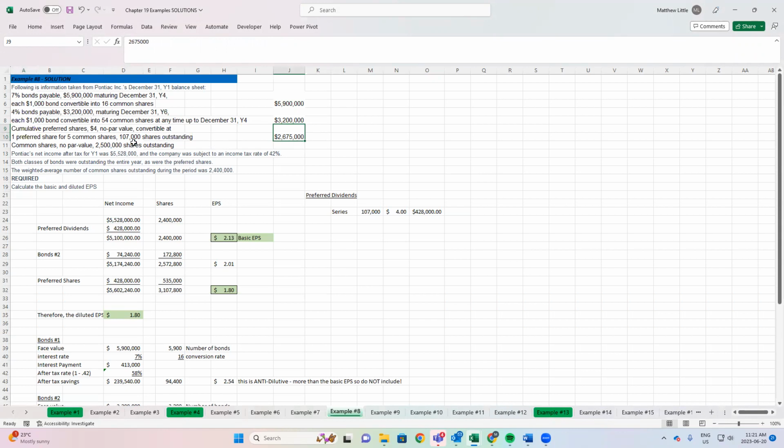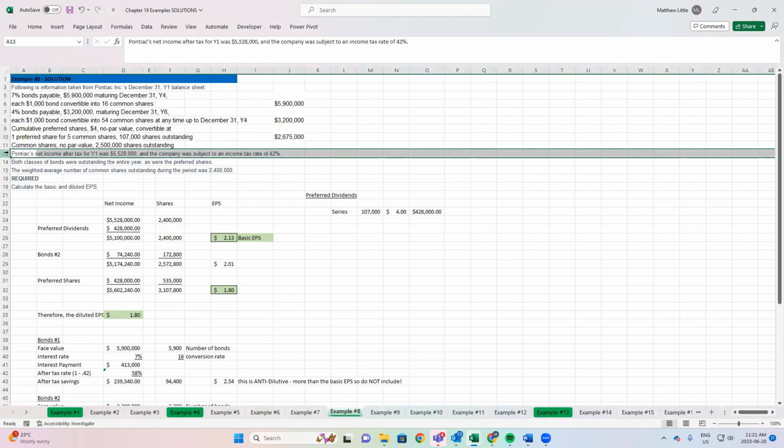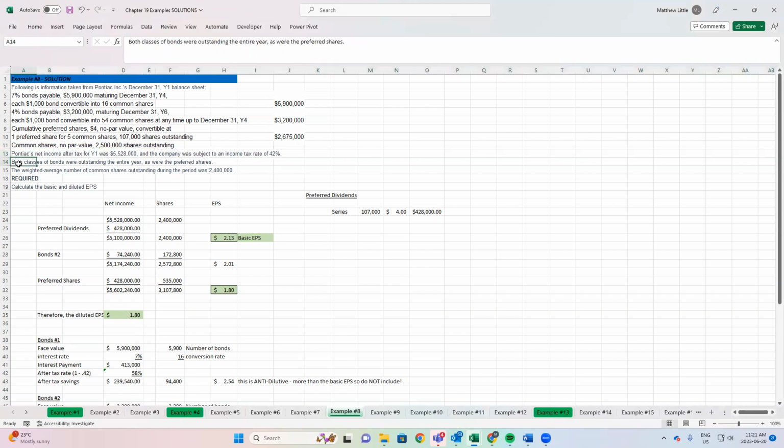Common shares, we have 2.5 million outstanding. We're told our net income after tax is 5.5 million with an income tax rate of 42%. And both classes of bonds are outstanding for the entire year. And so were the preferred shares. And we're told the weighted average number of common shares outstanding was 2.4 million. So we're told those different pieces.